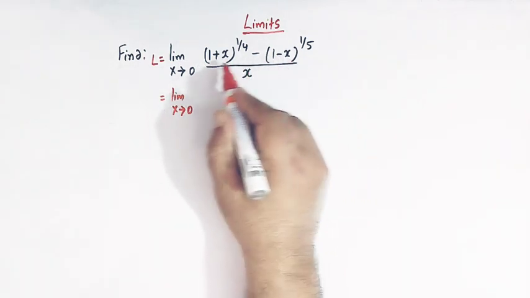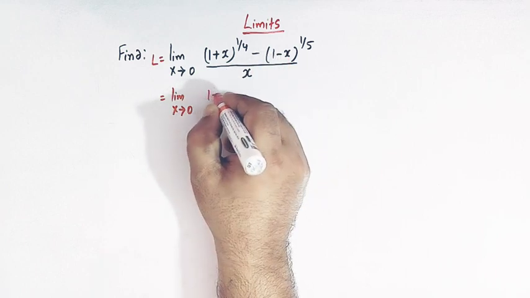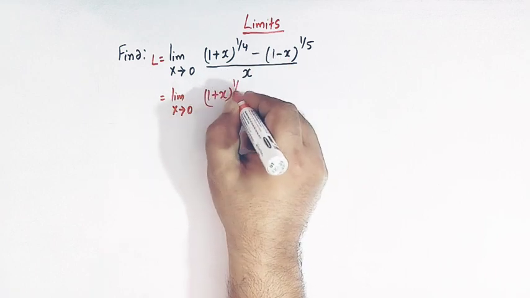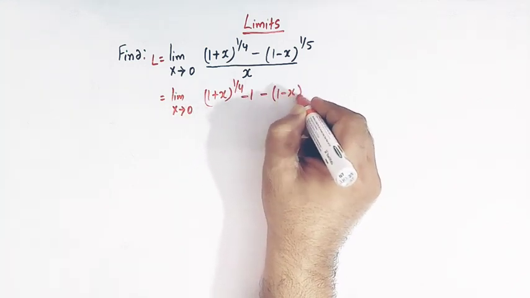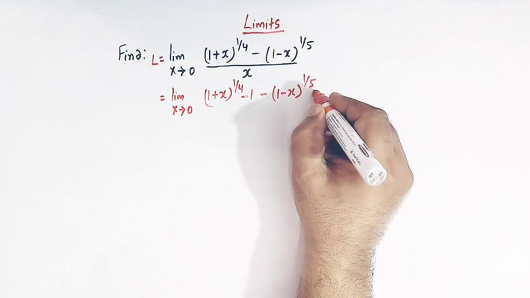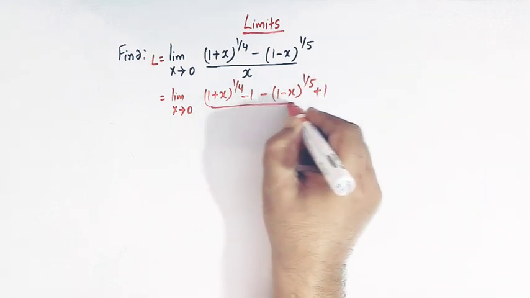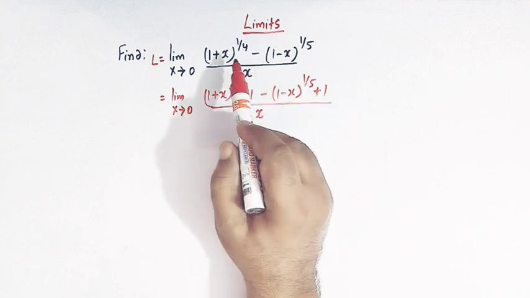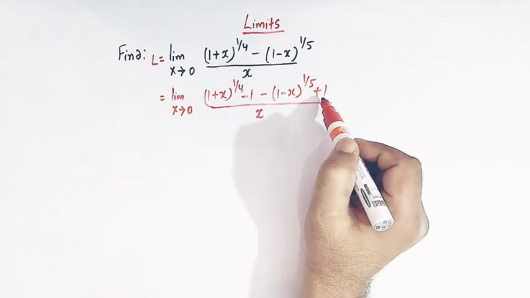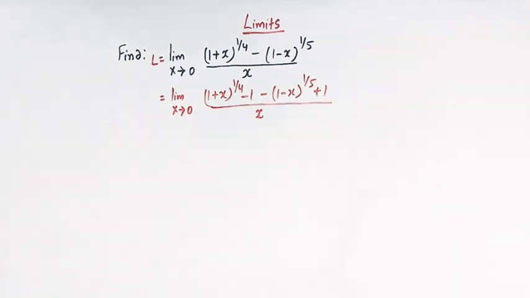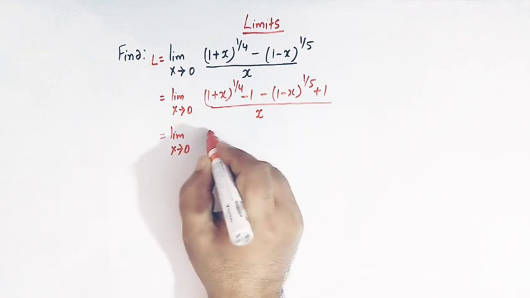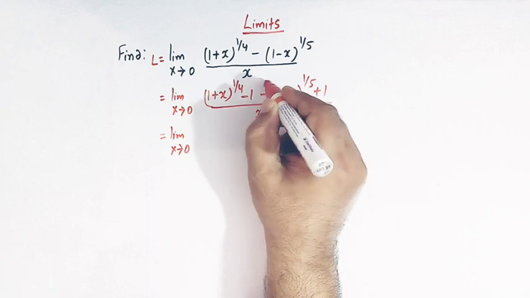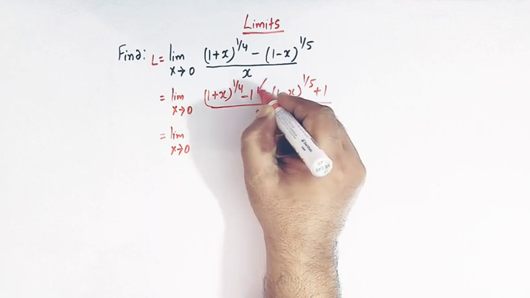Let us write the numerator like this: (1 plus x) raised to 1 over 4 minus 1, and then (1 minus x) raised to 1 over 5 plus 1, and in the denominator we have x. What we have done in the numerator is added 1 and subtracted 1. Now let us break this limit into two parts.